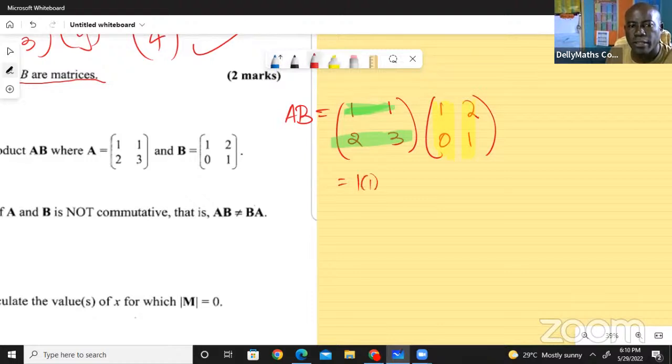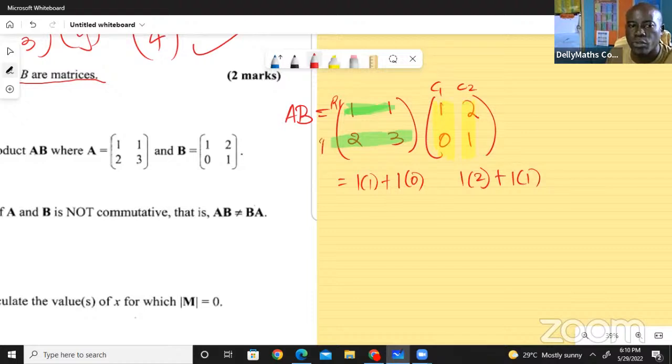1 times 1 plus 1 times 0. So this is my row 1 here times my column 1. Then I'm going to go row 1 times column 2. So it's going to go 1 times 2 plus 1 times 1. All right. So there it is. We have multiplied the first row by the 2 columns.